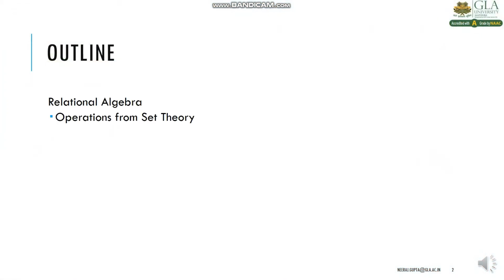I would like to explain about the relational algebra. In the relational algebra, we discuss in this video the operations from the set theory. The first operations are union, intersection, set difference, and Cartesian product. So we start with union.